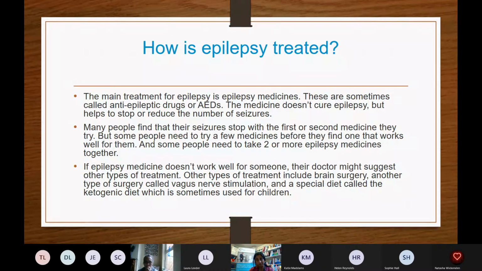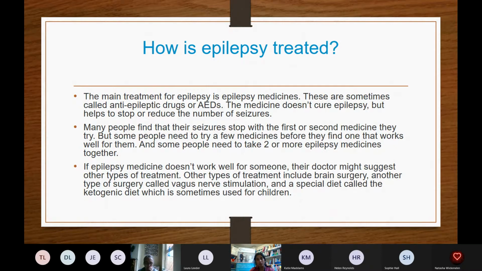Usually when we see children, we come to an agreement in terms of goals. We aim initially for a 50% reduction of seizures, and obviously a bit better if the medicines work effectively. It might not take away all the seizures, but we aim for a reasonable reduction and also for the prolonged ones to be halted. Many people find that their seizures stop with the first or second medicine. So again, it is a bit of trial and error.